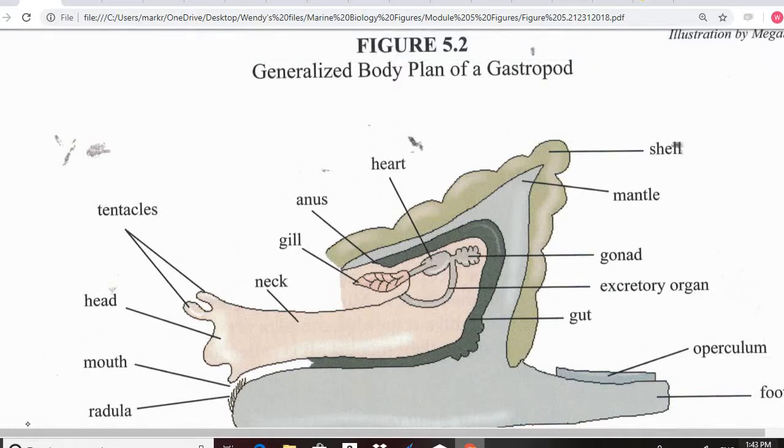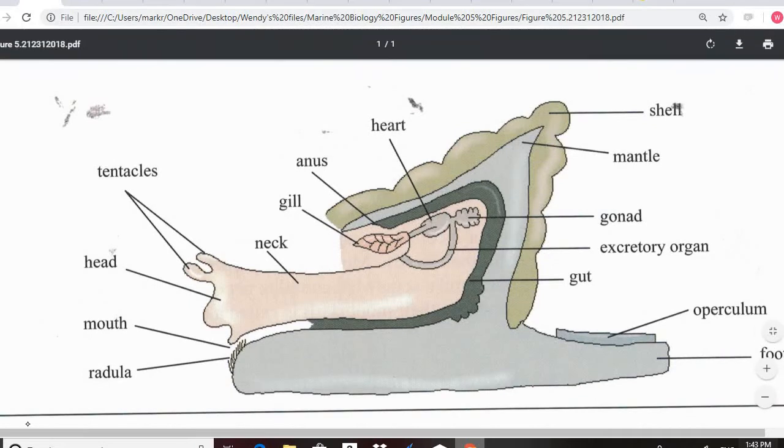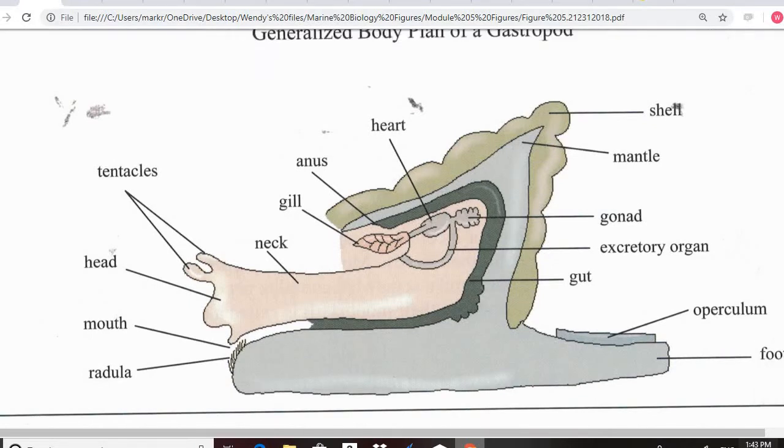And again, those have receptors on them. Some of them would also have eyes on them. And if you just look here in the middle, it's just a mass of organs. You see a heart, an anus, a gill. So they don't have lungs, they breathe through gills. You know, the gut or the stomach is related to that.